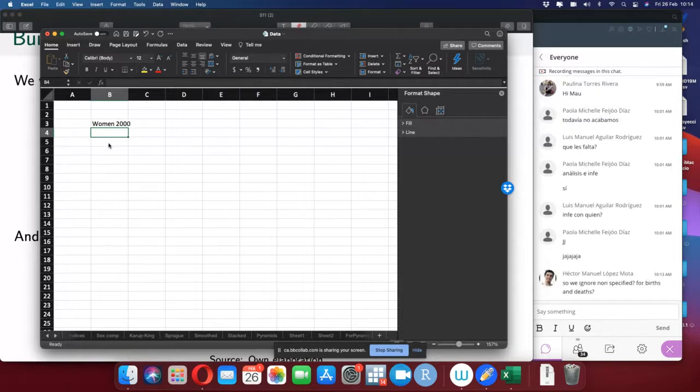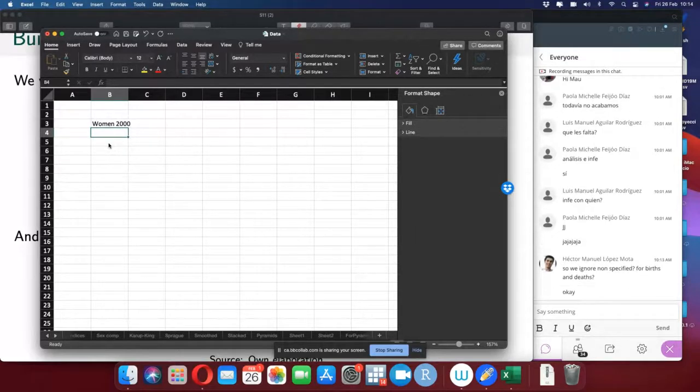That's the life table. Yes, yes, you ignore those for births and deaths, and that's a good thing that you already have your births, because we're gonna use those tomorrow.